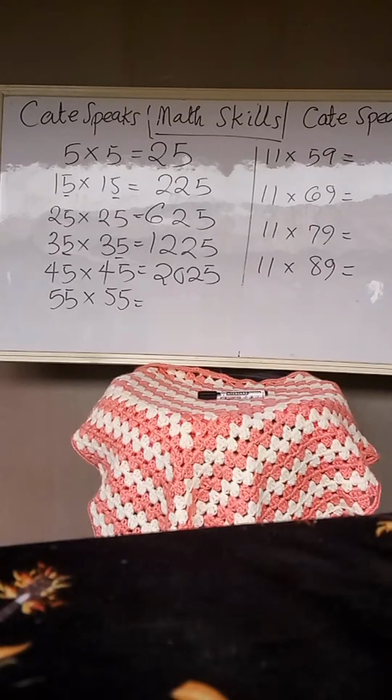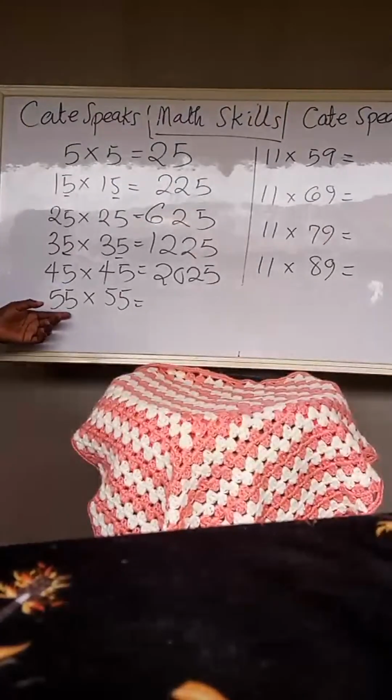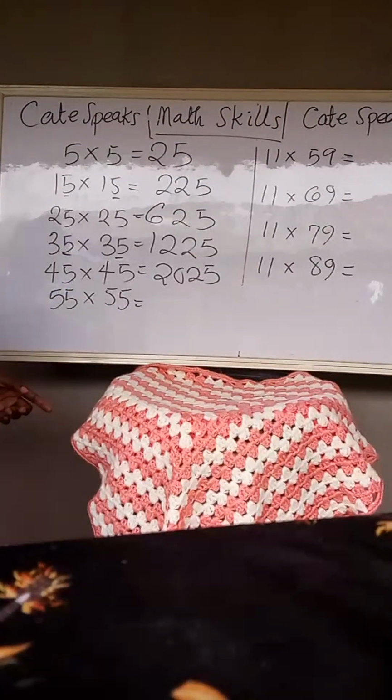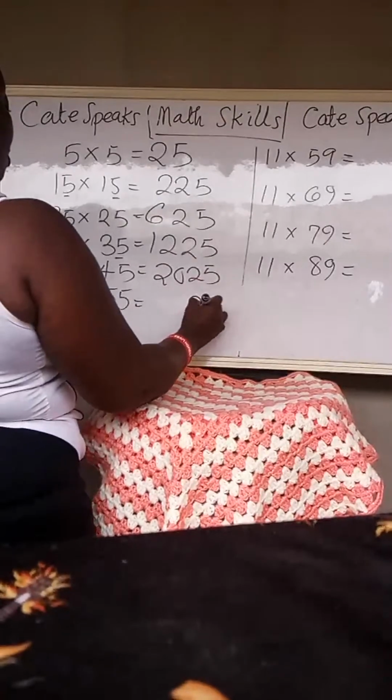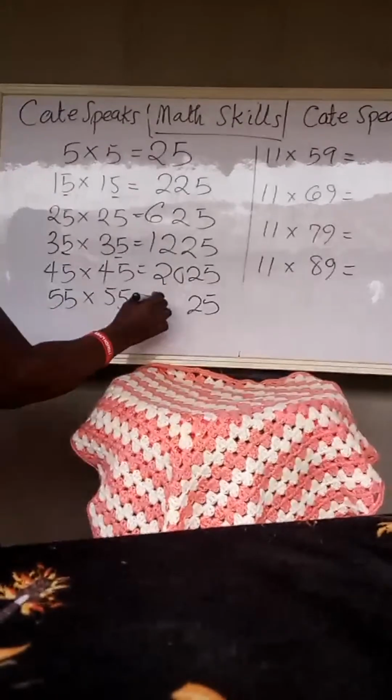Okay. So 55 times 55. Let's quickly end our class this morning. We have 55 times 55. Okay? And 55 times 55, the same thing. 5 times 5 is 25. Okay? 5 times 5 again is 25 plus 5, making it 30.